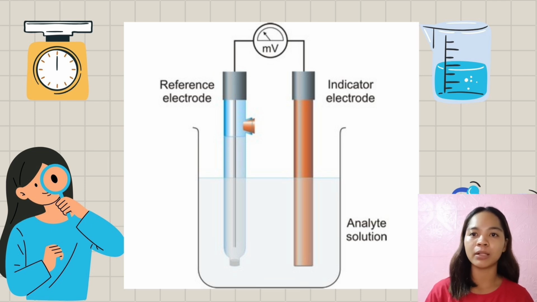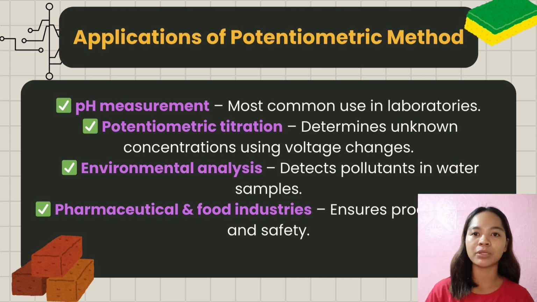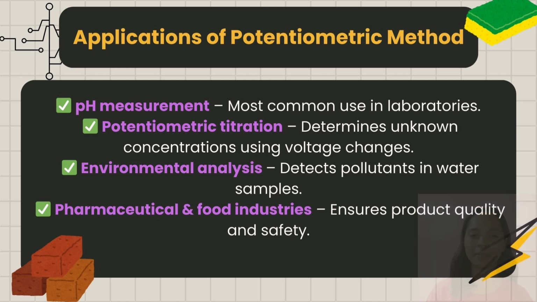It provides a stable and known potential, ensuring that any observed voltage changes are due solely to the sample being measured. The electromotive force generated between these electrodes is then recorded and analyzed. Since EMF is directly linked to the ion concentration, scientists can precisely determine unknown values without relying on chemical indicators or visual changes, making potentiometry a powerful tool in analytical chemistry.